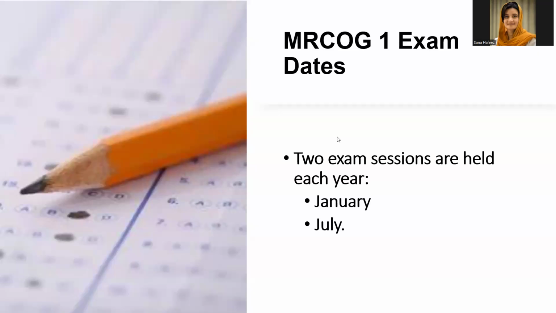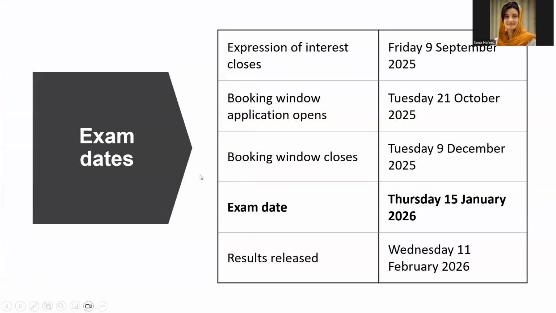Sorry, it's Part 2 exam dates. There are 2 sessions, in January and July. In January 2026, the exam will be on 15 January, and the expression of interest will close on 9 September 2025. The booking window will open on 21st October. Keep in mind that you have to book the exam immediately when the booking window opens, because the seats are sold immediately. The booking window will close on 9th December. The exam date is 15th January and the result will be released on 11th February.